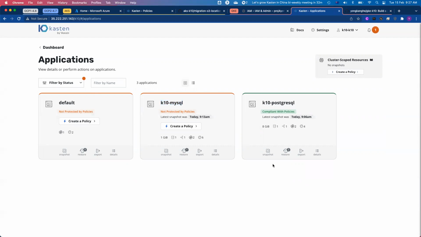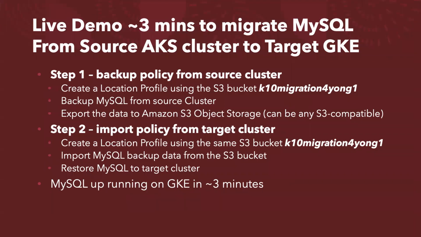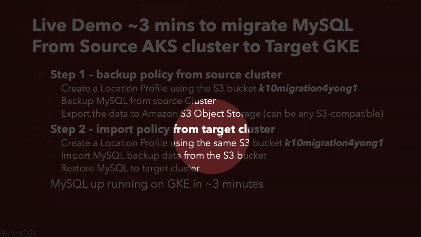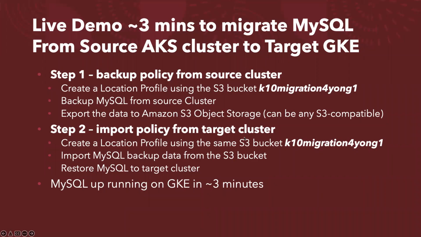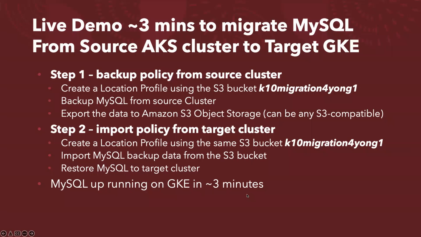Okay, that basically completes the migration demo. Let me come back to my slide deck here. As you can see, there are two high-level steps. From a source cluster, you configure the backup policy. From a target cluster, you configure the import policy. And then once the job kicks off and completes successfully, your MySQL is up and running on a Google Kubernetes Engine cluster in just about 3 minutes.